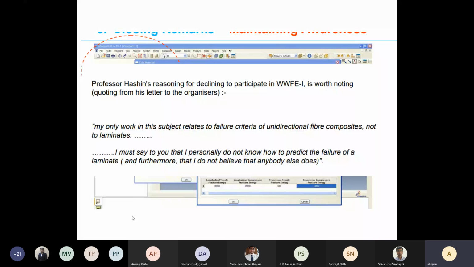What is your reaction when you see this email and then with the fact that this criteria has been implemented in the software? It means that just because something is implemented in a software does not mean it is accurate. Okay, academicians, professors, they'll tell you, look, this is not right, and then industry might still want to adopt it.